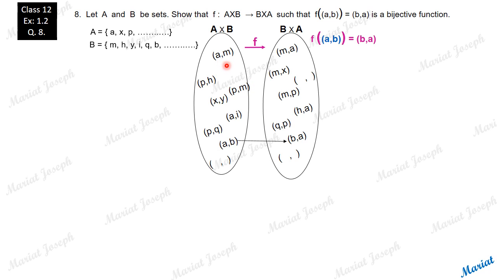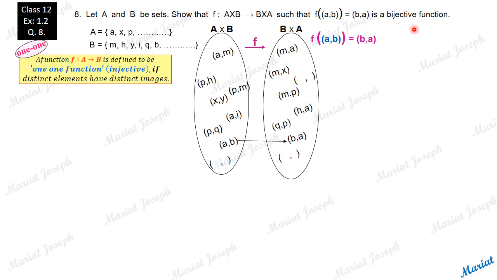So the image of (a, m), or f of (a, m), would be (m, a). f of (p, h) would be element (h, p). It's not written here, but there must be (h, p) here because h is available in set B and p is available in set A. So (h, p) will surely be there in B cross A. Now, this rule, this function, we need to check whether it is a bijective function. A bijection is a function which is one-one and onto.